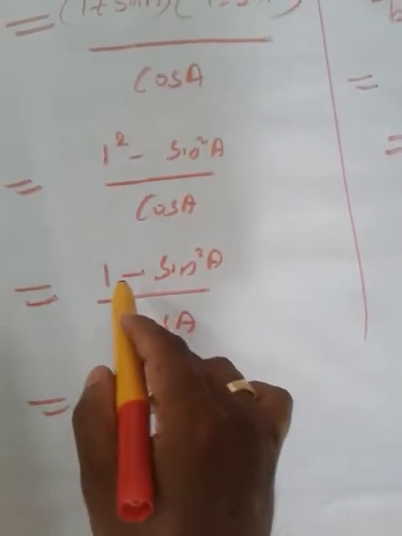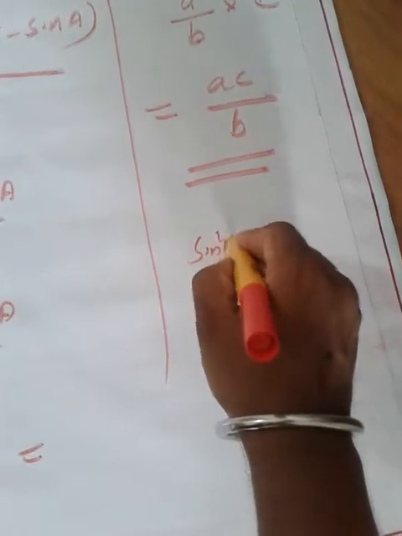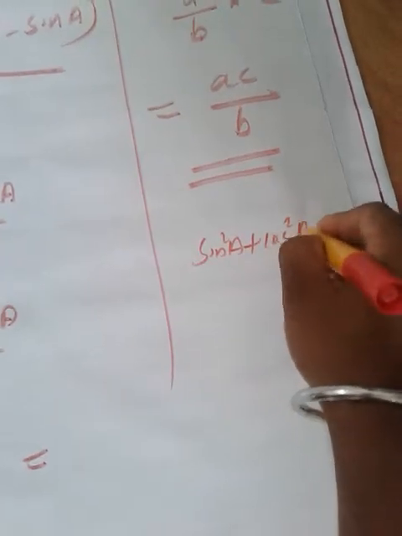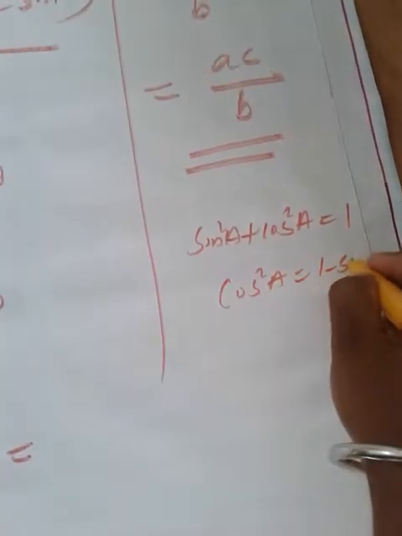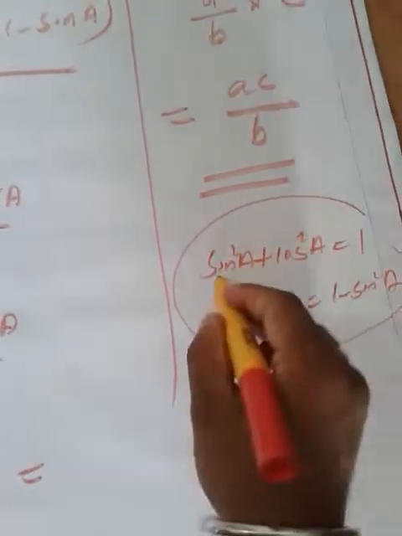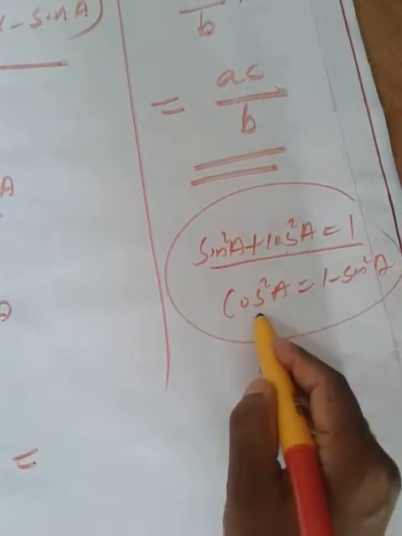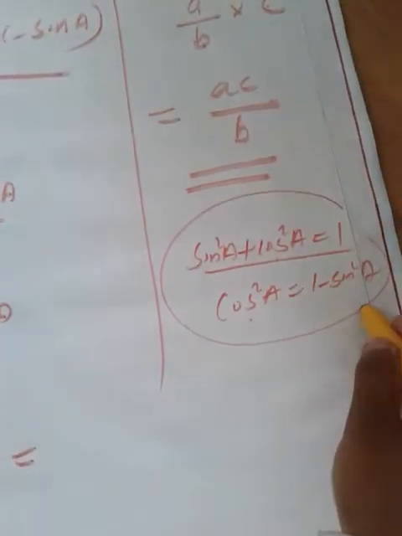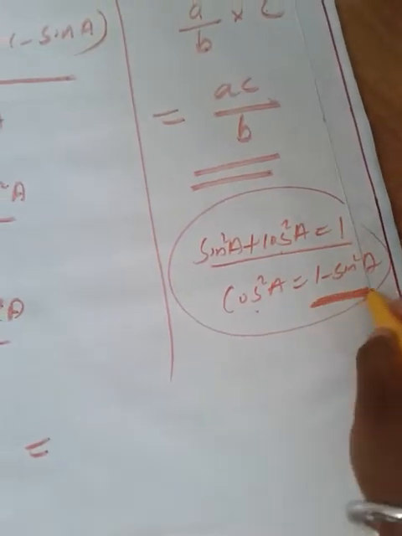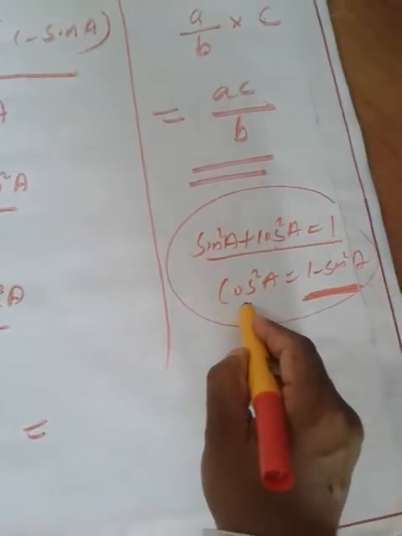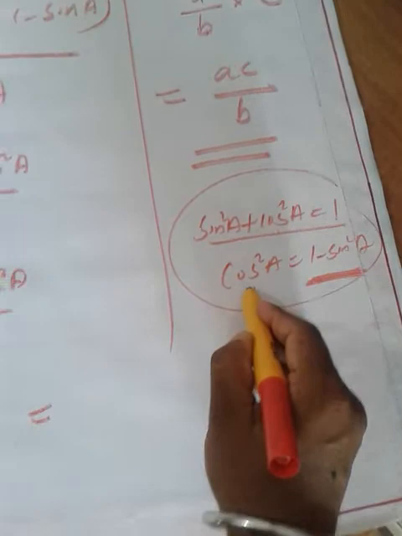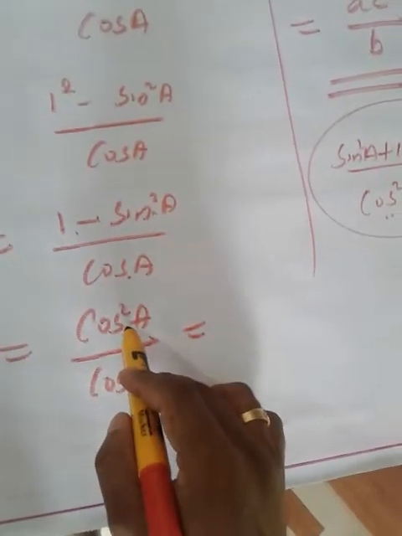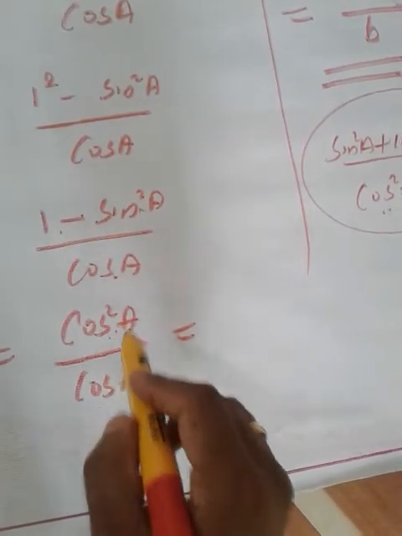So you can ask me a doubt. How does 1 minus sin square a become cos square a? From which identity? From the identity sin square a plus cos square a is equal to 1. We found an expression for cos square a as 1 minus sin square a, isn't it? So whenever you see 1 minus sin square a, you can replace it by what? Cos square a. That was the trick we used here. So instead of this I applied cos square a. So the answer is cos square a by cos a.